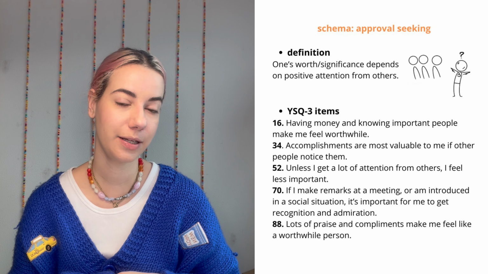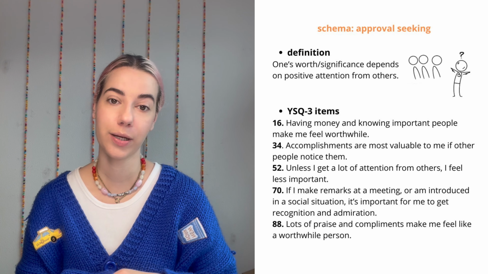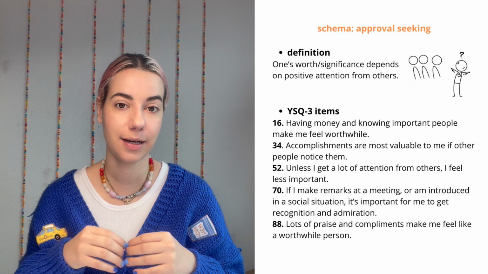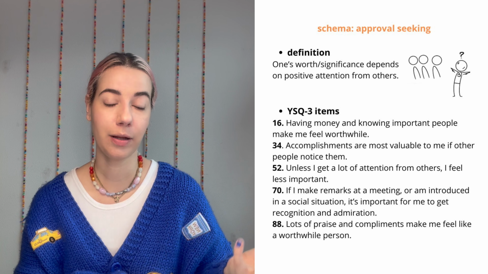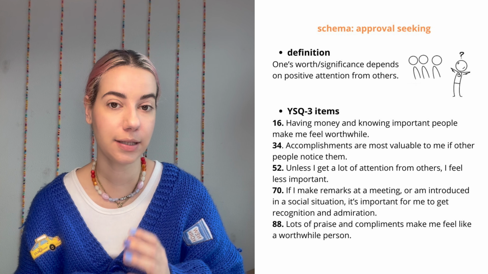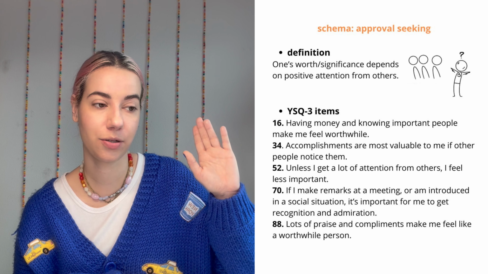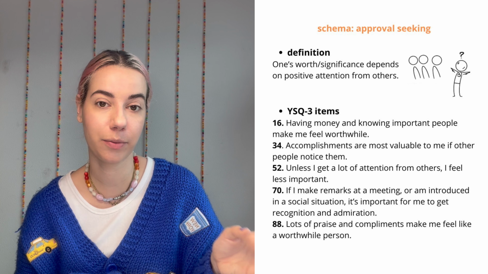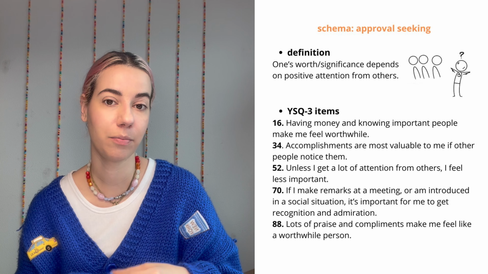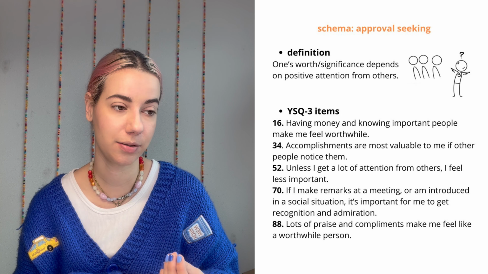Then we go to the schema of approval seeking, which is this idea that one's worth or significance is tied towards how other people give them reassurance or attention. The Young Schema Questionnaire measures this with items such as: having money and knowing important people make me feel worthwhile. Accomplishments are the most important to me if other people notice them.